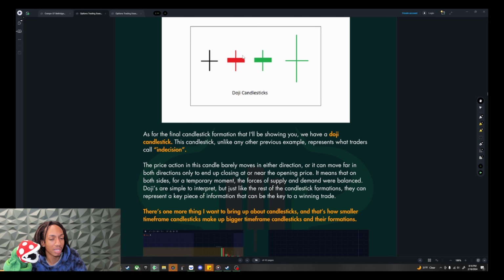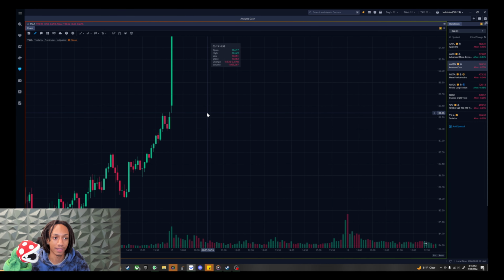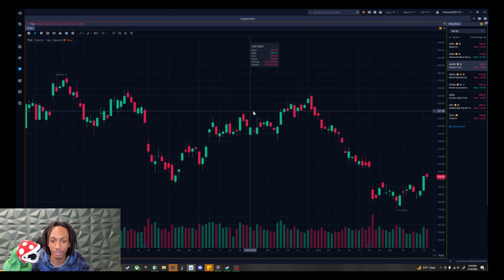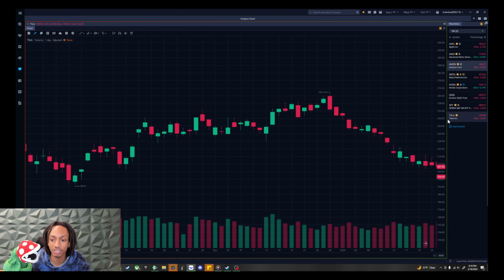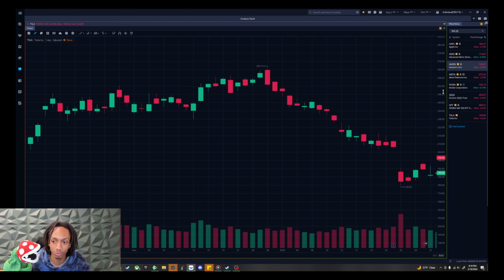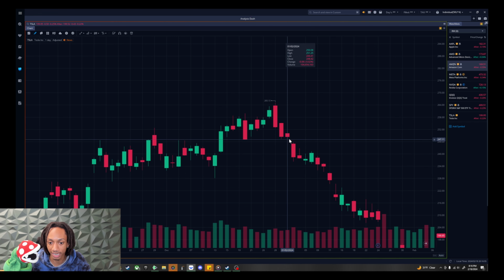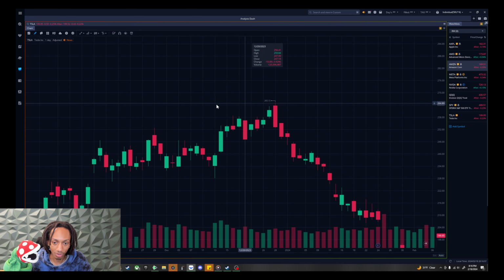So those are the main candlestick formations that you'll see every single day in the stock market. I'll show you here right now. It's a big candle. But yeah, this is the daily chart. All the candlestick formations that I just told you about, you see here. You've got wide body candles, hammer candles, all of that stuff.